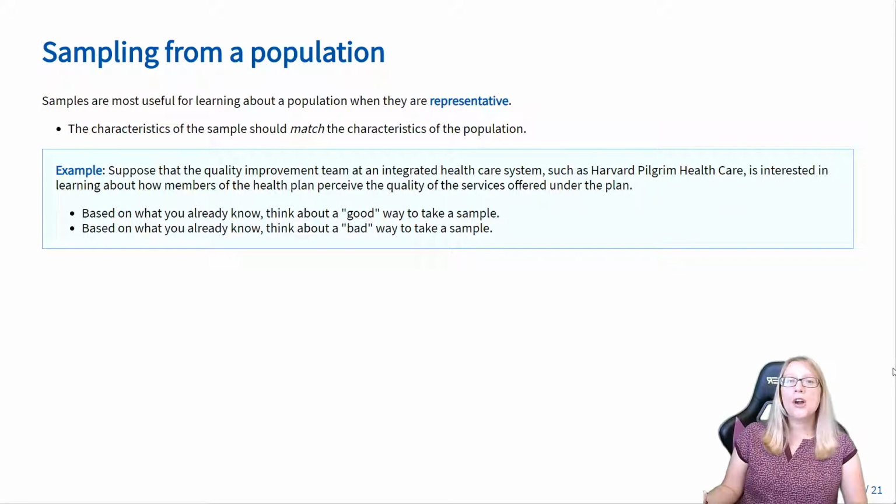Now, samples are most useful to us. They tell us the most information about a population when they're representative. What that means is that every characteristic that could be represented from the population is in approximately equal proportion as you find it in the entire population. So for example, a sample that is representative based on gender would have an approximately 50-50 split. A sample that is representative of college students based on class standing would be about 25% freshmen, 25% sophomores, 25% juniors, 25% seniors.